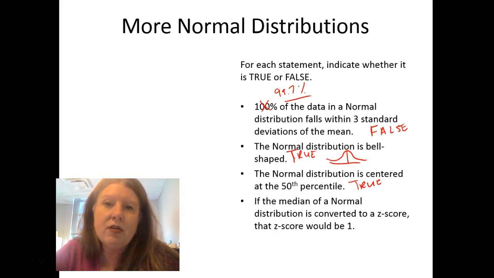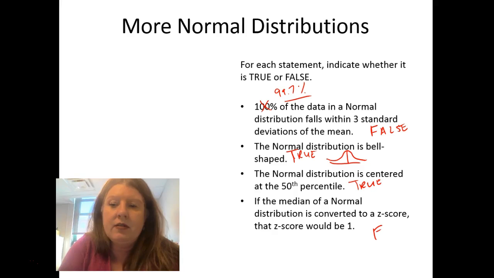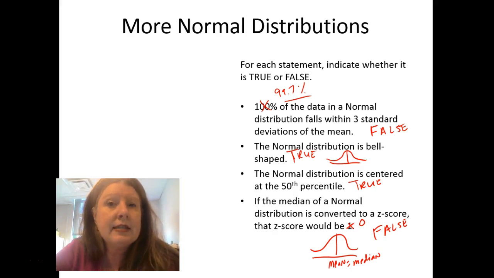If the median of a normal distribution is converted to a z-score, that z-score would be 1. Hopefully you're thinking false. Hopefully you're thinking that in a normal distribution, the mean is equal to the median. They're both right in the center. And if either of those is converted to a z-score, it would be 0. So if that had said 0, that would be a true statement.